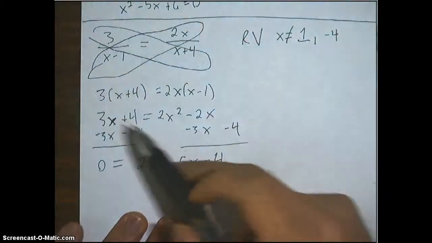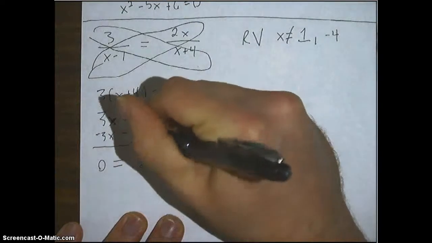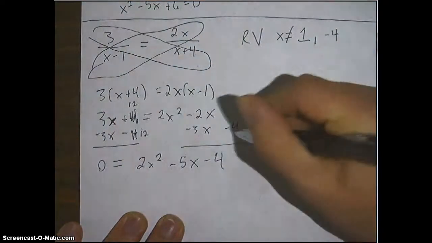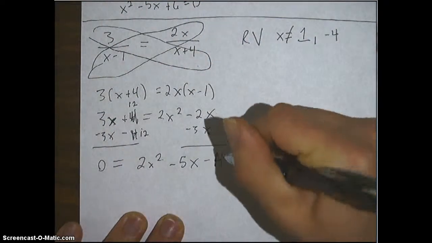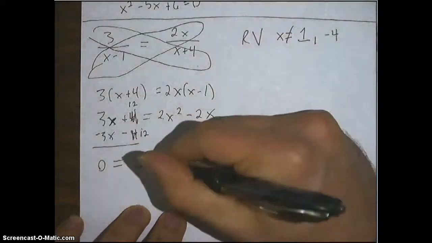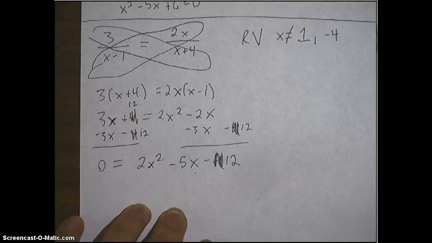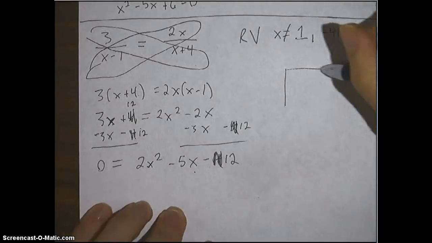I apologize for that. 3 times 4 is 12. So that should have been minus 12 right there. That should have been a minus 12. And this should be a minus 12. So I've got 2x squared minus 5x minus 12, not minus 4. I apologize for that. Right over here, I'm going to use the box method.